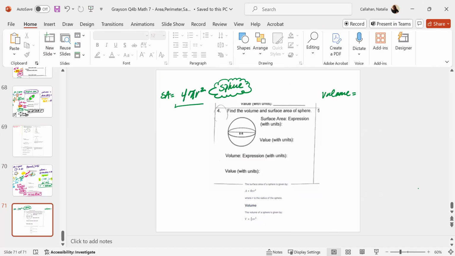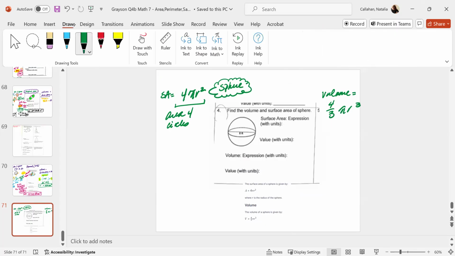It's basically saying this is going to be the area of 4 circles, correct? Volume, 4/3 pi r cubed. What's your radius? Well, what's the area of a circle formula? What's your radius? It's giving the diameter. What's the diameter here? Is that 8? What is that? So then what's your radius? So what's your area then?